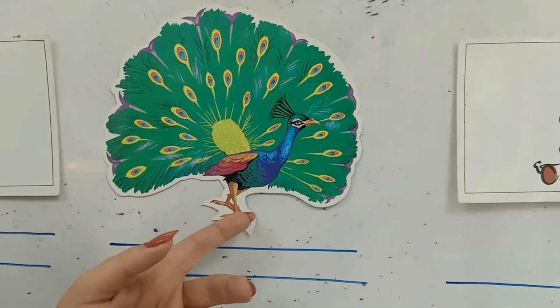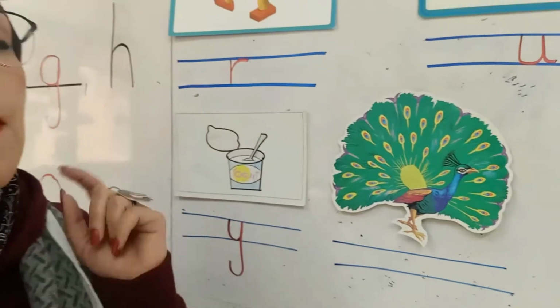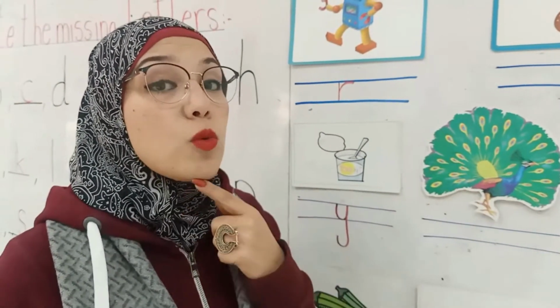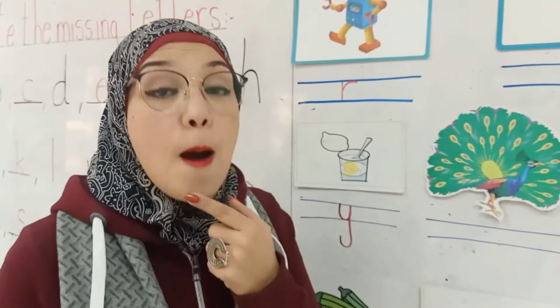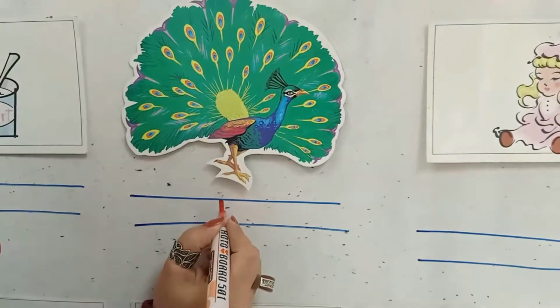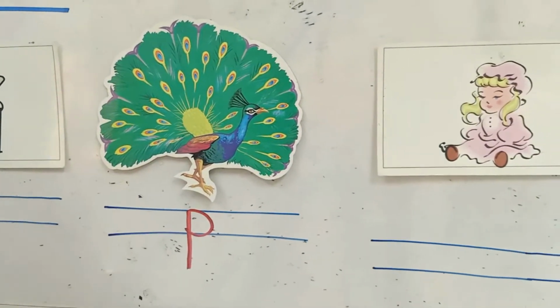Now, what is this? Super! Peacock. Peacock starts with letter P. P is for peacock. This is how we write letter P.